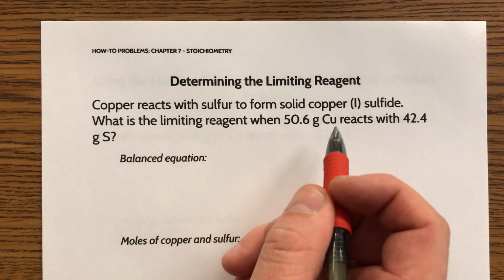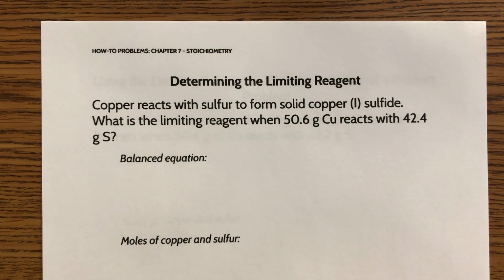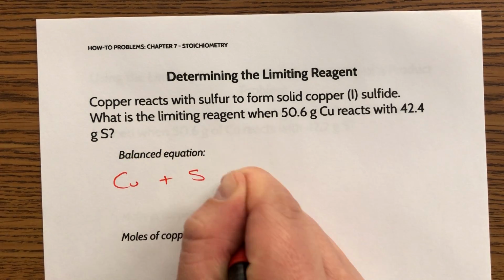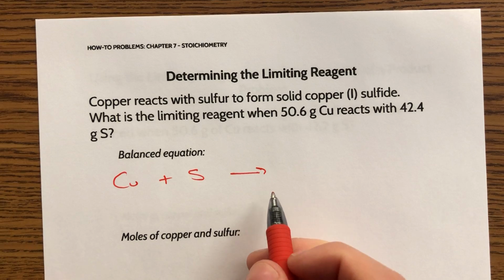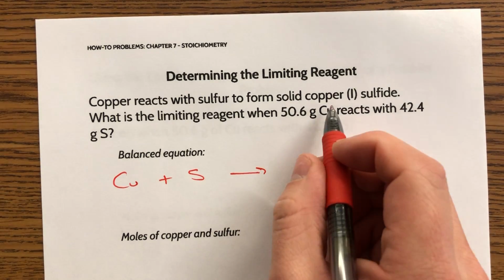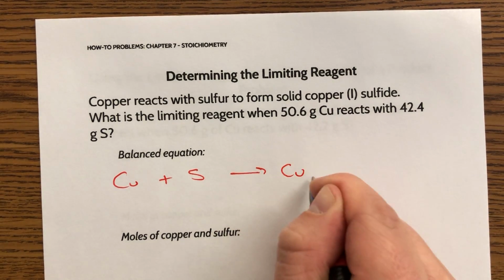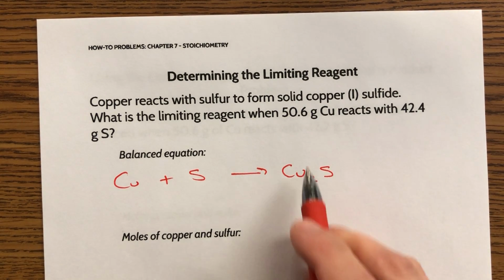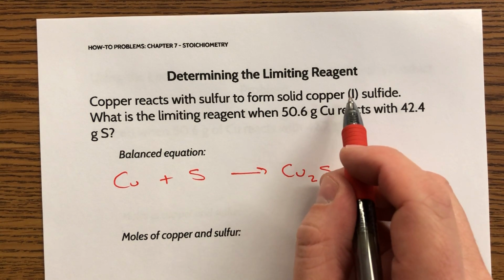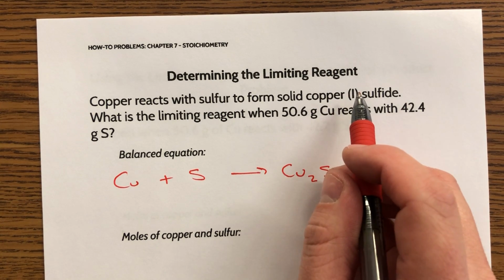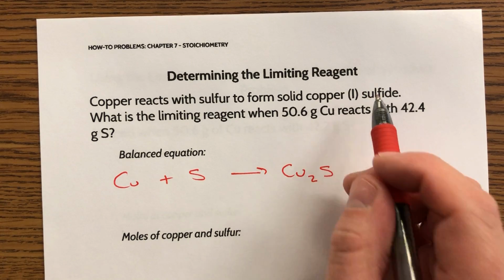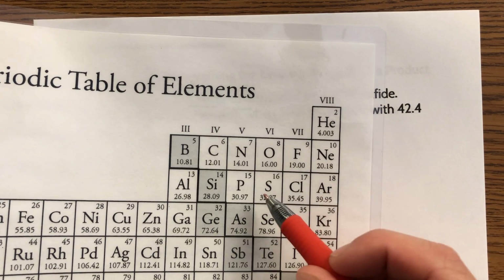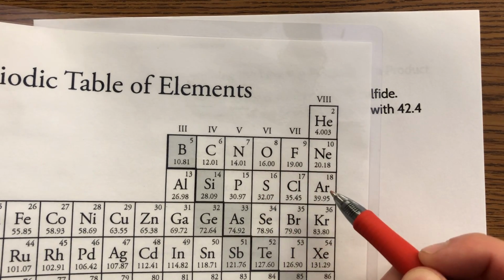Copper or sulfur? The first thing we've got to do is write a balanced equation. So we've got copper plus sulfur reacting to form copper 1 sulfide. Now, when we write this, it's going to be Cu2S. And let me explain, this is a review from past chapters. Copper is only going to give 1 electron away, and sulfur, in order to satisfy the octet rule, wants to have 2 electrons, because we know it's part of group 6. We need to have 2 electrons.